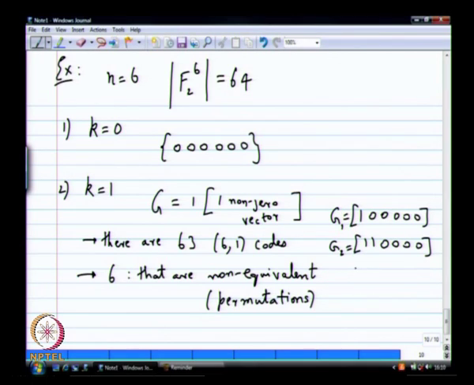6 choose 2, that would be 15, right? 15 different are possible. What about G3? 1 1 1 0 0 0, and then G4 likewise, right? So you have a G4, G5 and a G6. So these are the 6 codes which are not equivalent under permutation.